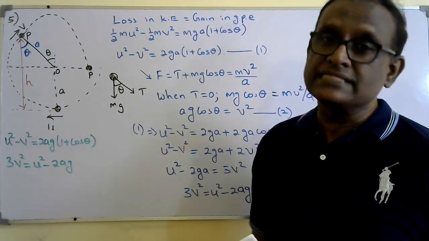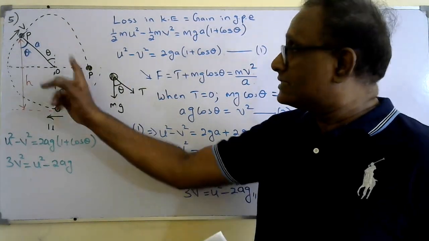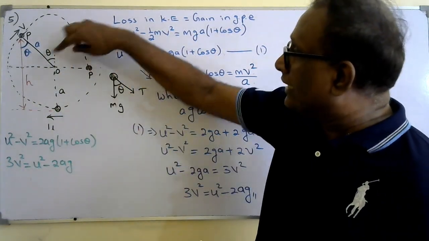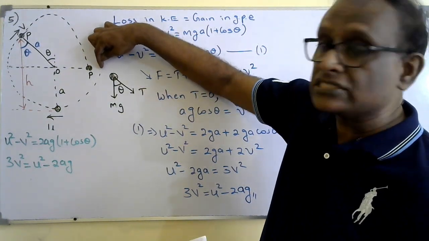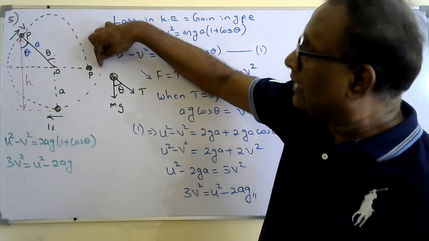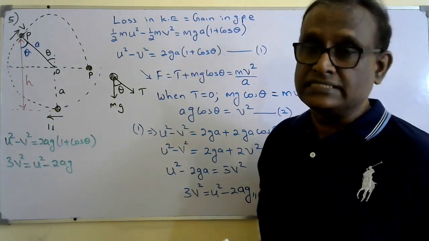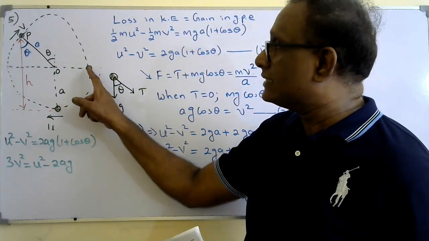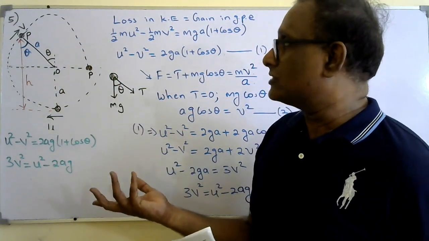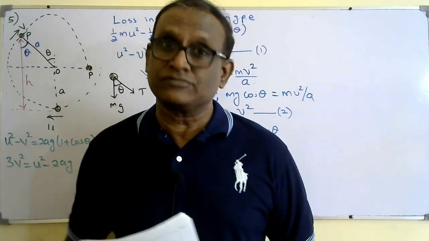If the string has tension, then yes, when it comes to the same horizontal level, the P should be here, that is on the circumference of the circular path, and then there will be tension. But for the second part, we don't know whether the horizontal displacement is exactly equal to A, the radius of the circular path. We will find it later. That's for the C part.